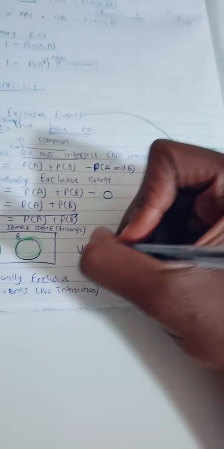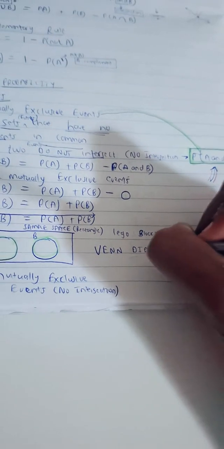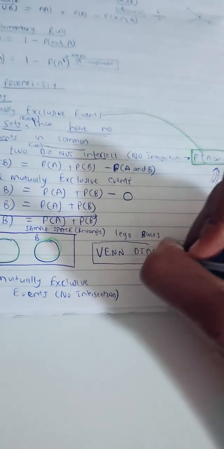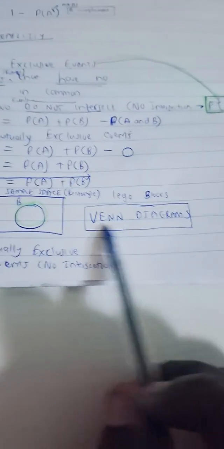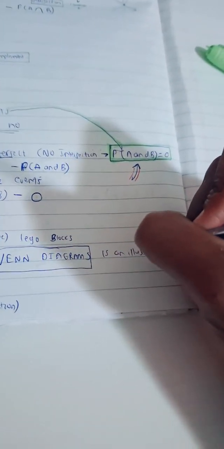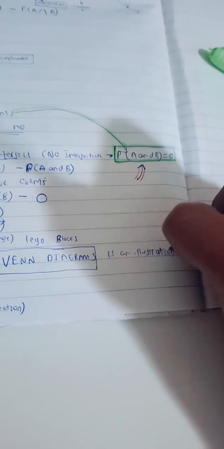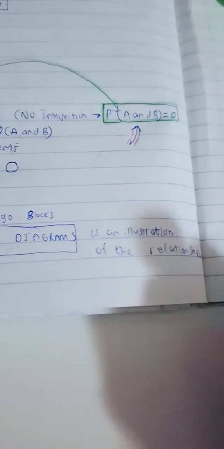What do we call these things? We call these things Venn diagrams. We call these boxes with circles inside them a Venn diagram. And what is a Venn diagram? It is an illustration. Okay, guys, illustration simply means picture. It's just a big word for picture. It's an illustration of the relationship.